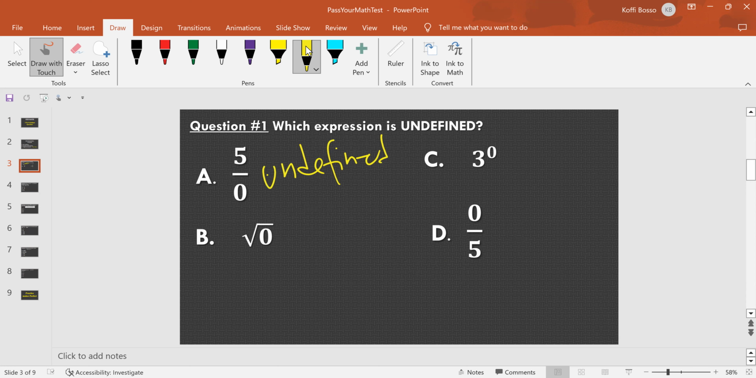B, square root of 0 is 0. C, 3 raised to the 0 power is 1. And D, 0 divided by 5 is 0. So this one is a 0. But when you have a 0 in the denominator, in the bottom, it's undefined. Therefore, the correct choice here is A.